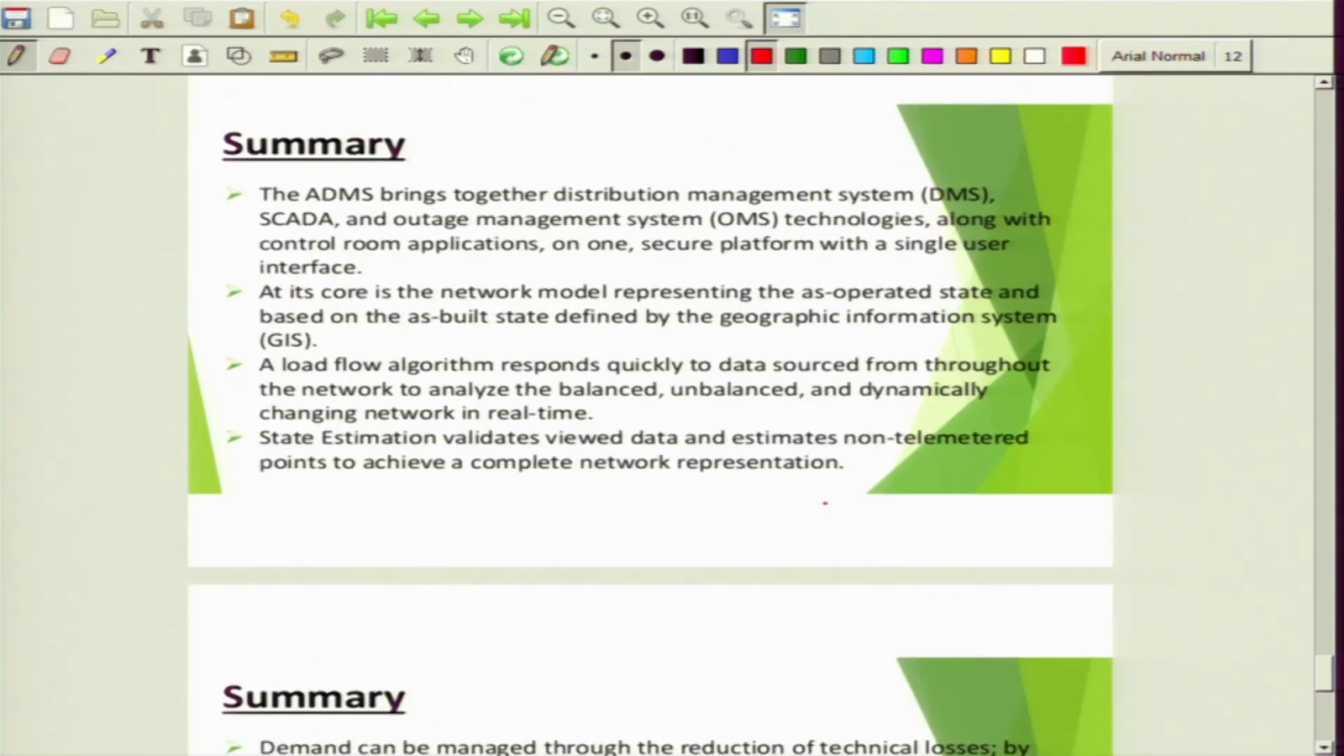So, overall in summary, the ADMS brings together distribution management system, SCADA and outage management system technologies along with the control room applications on one secure platform with a single user interface. At its core is the network model representing the as-operated state and based on the as-built state defined by the geographic information system. Load flow algorithm responds quickly to data sources from throughout the network to analyze the balanced, unbalanced and dynamically changing network in real time. State estimation validates the data and estimates non-telemetered points to achieve a complete network representation.